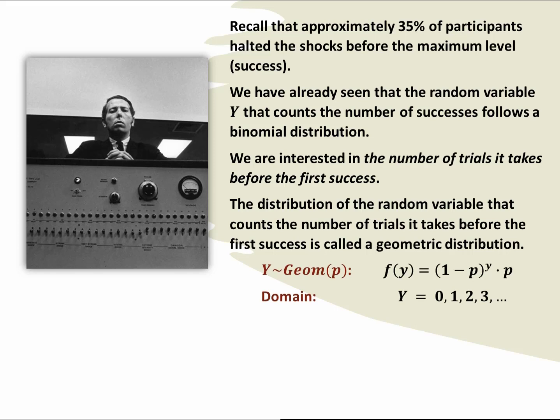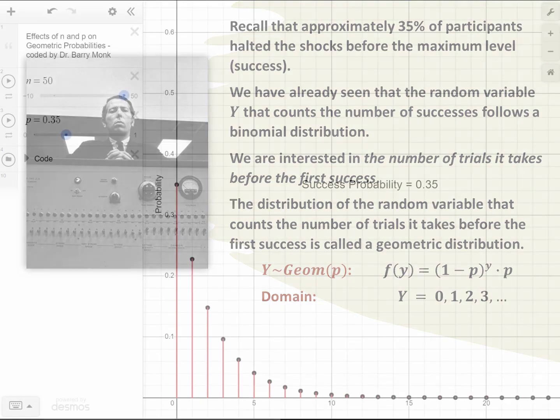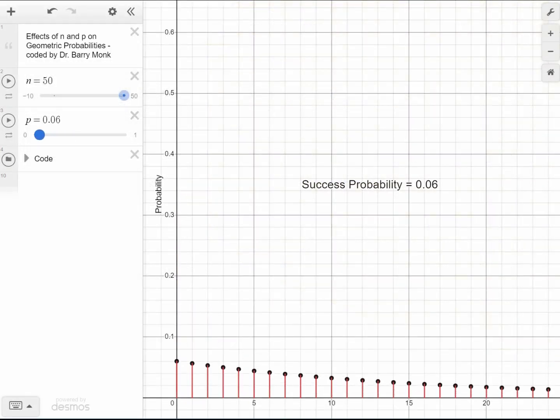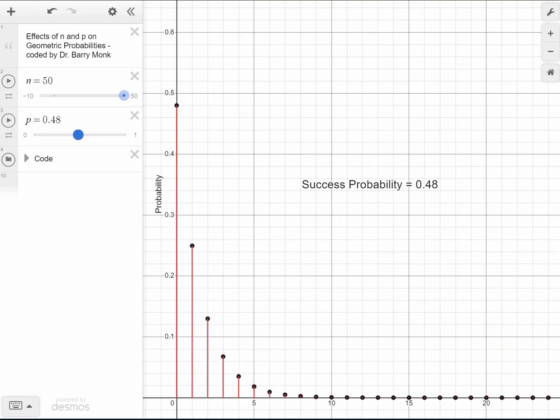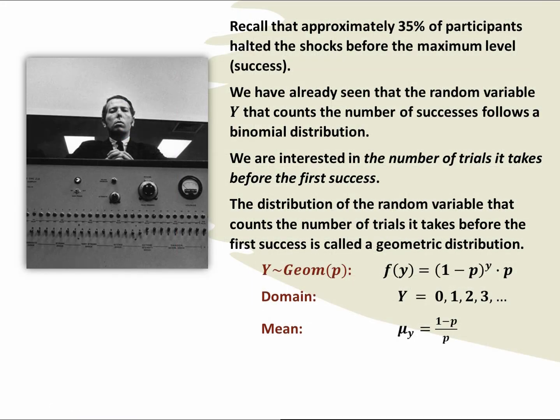The domain of a geometric distribution is y equals 0, 1, 2, 3, and so on. Note here that y can be infinite because theoretically we could have trial after trial and never get to a success. Now let's take a quick look at the general shape of a geometric distribution for various values of p. The mean of a geometric random variable is mu sub y equals (1 minus p) over p, and the standard deviation is sigma sub y equals the square root of (1 minus p) divided by p squared.